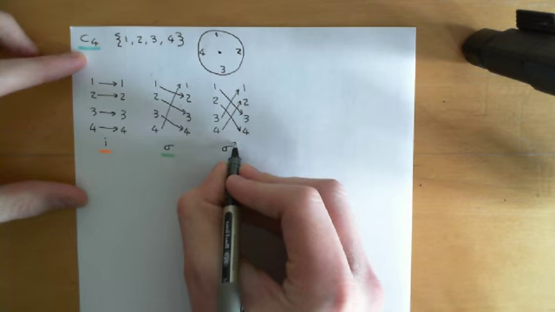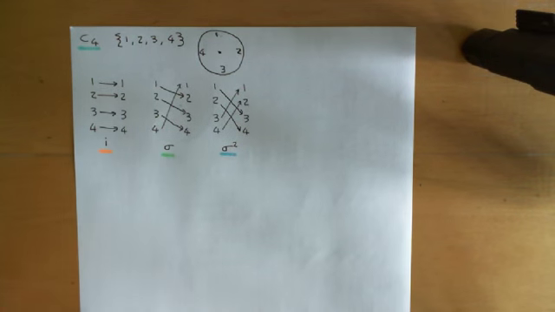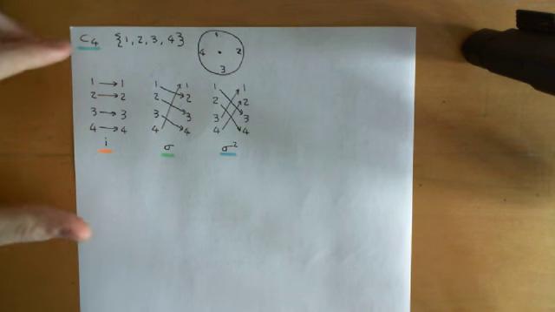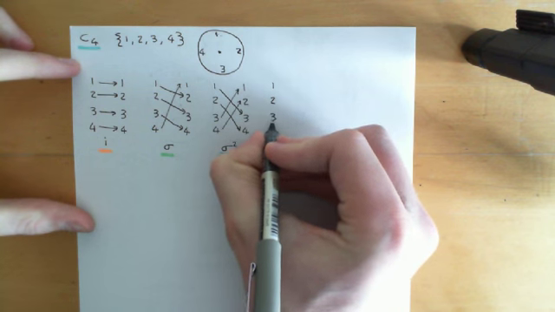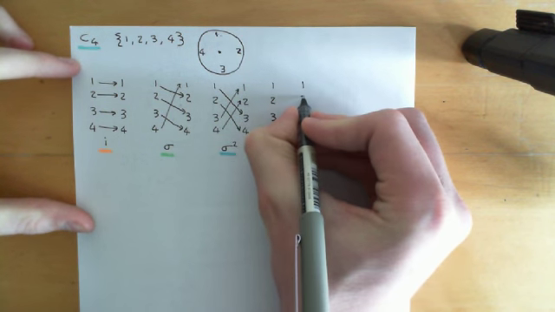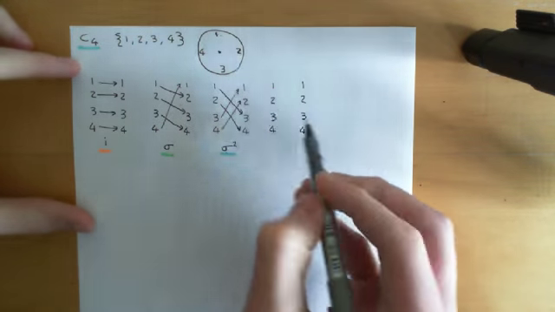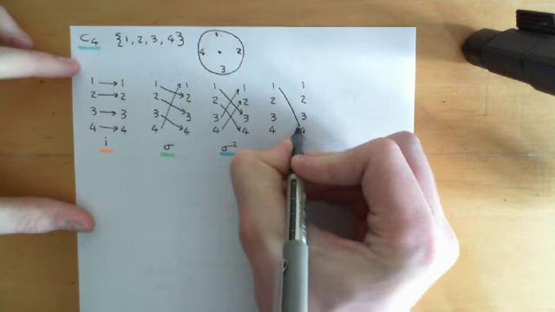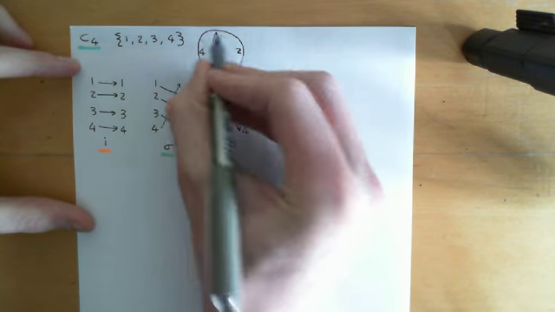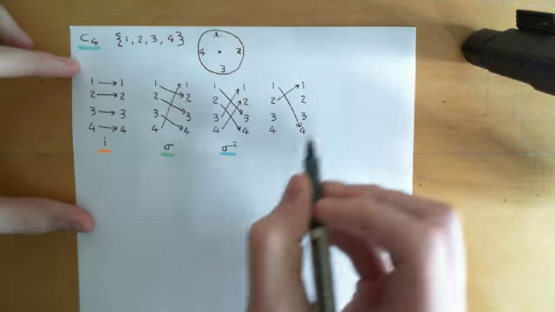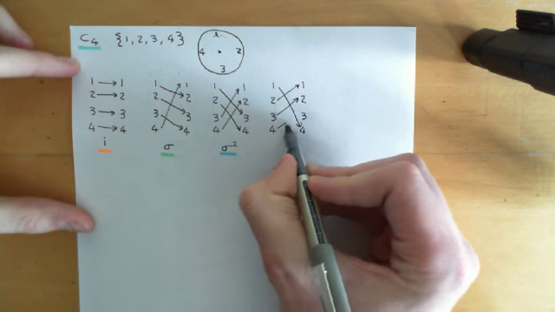And that now is the element sigma squared, because it is just sigma composed with sigma. Okay, and then finally we'll have rotation by 270 degrees, which is sigma to the power of 3 this time, sigma composed with sigma composed with sigma. Basically, where will everything go this time? Well, 1 will go to where 4 is, all the way around by 270 degrees, 2 will go to where 1 is, 3 will go to where 2 is, and 4 will go to where 3 is.